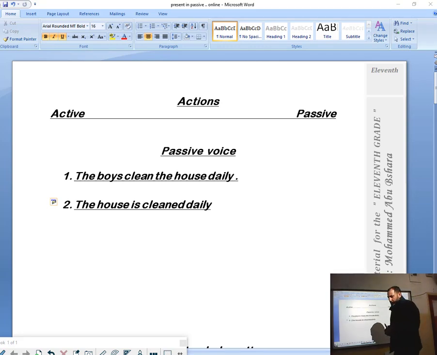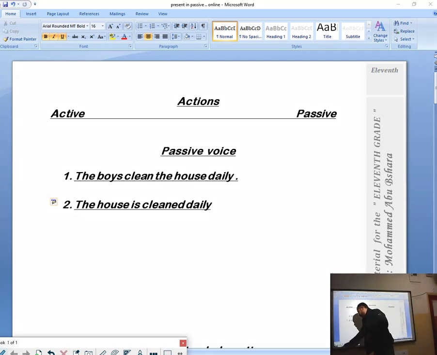Okay, everybody, today we are going to speak about passive voice. First of all, before we start speaking about the passive voice, we should know that actions are divided into two main parts, active voice and passive voice. Our lesson is going to be about passive voice, but first we should differentiate between the active and the passive voice. First of all, we want to read these two sentences.